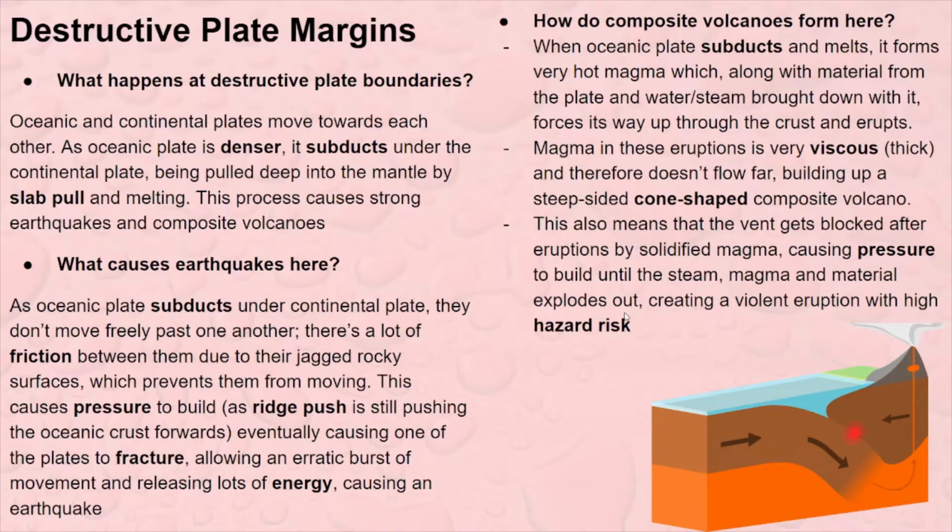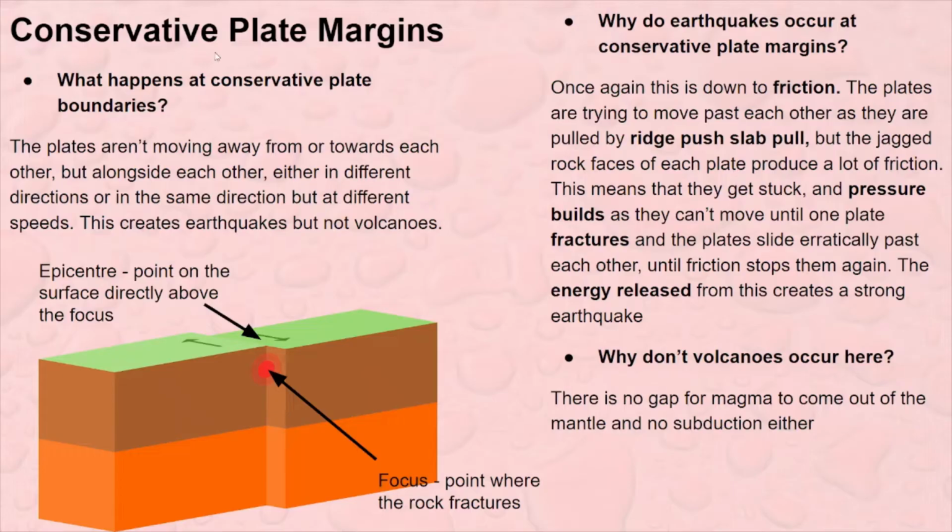We don't look at them at GCSE in this course, but maybe at A-level, it really depends on what kind of course you do. So the easiest plate margin to learn is conservative plate margins, or transform, as they're also called. What happens here is they're moving alongside each other, either in the same direction or in opposite directions.